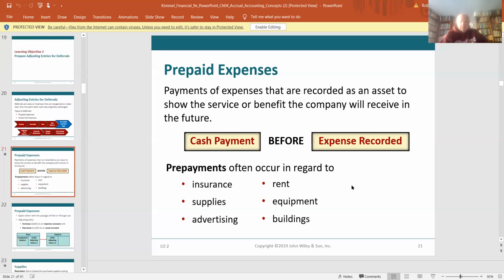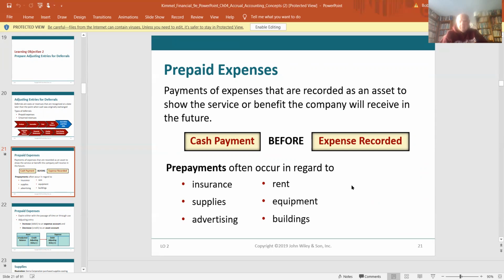First kind of deferral entry, prepaid expenses. Payments of expenses that are recorded as an asset to show the service or benefit the company will receive in the future. Let me make that easier to understand. We're talking about something like an insurance policy. On December 31st, 2021, your company bought a one-year insurance policy. Well, obviously that policy covers you for the year 2022. You have no insurance in 2021, we're going to assume.